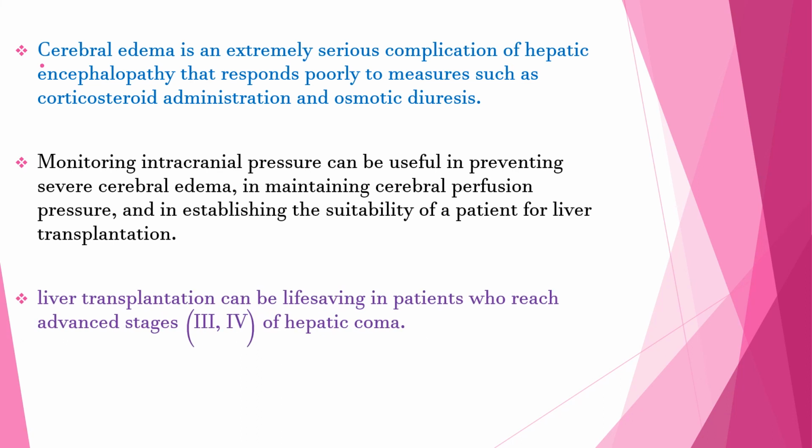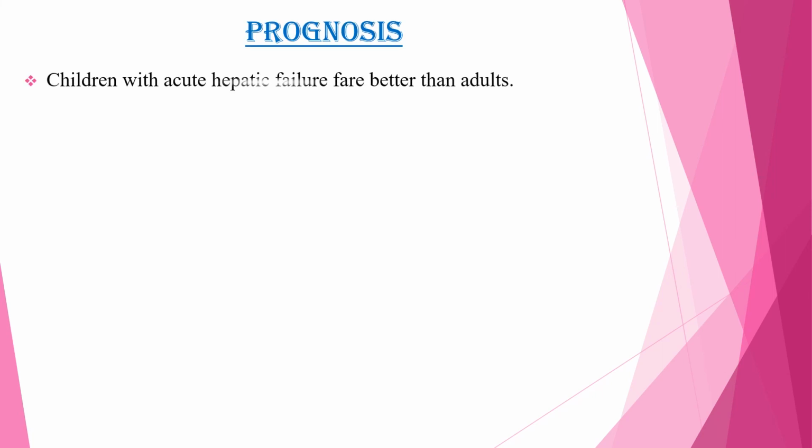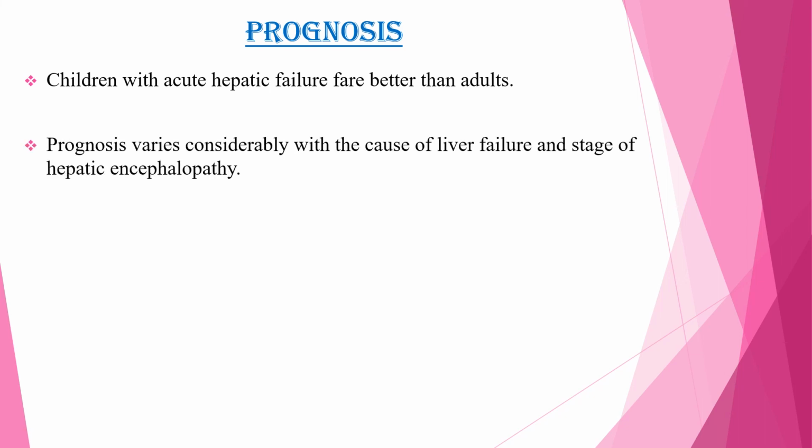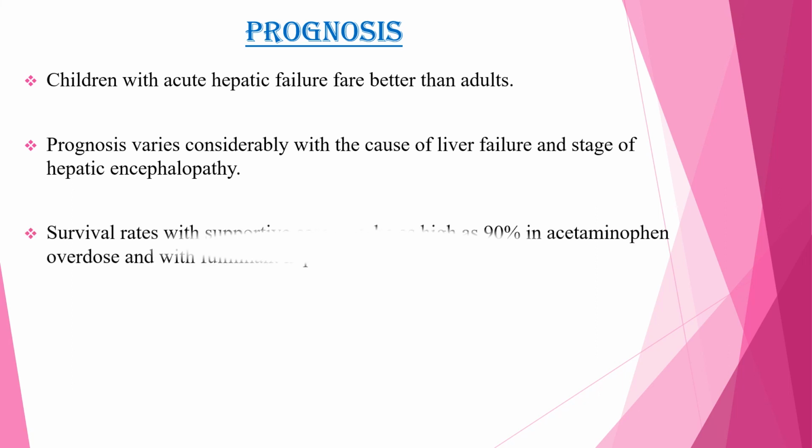Liver transplantation can be life-saving in patients with advanced stages, such as stage 3 and stage 4 of hepatic coma. When we look at the prognosis of acute liver failure, children with acute hepatic failure fare better than adults. The prognosis varies considerably with the cause of liver failure and the stage of hepatic encephalopathy. Survival rates with supportive care might be as high as 90% in acetaminophen overdose and fulminant hepatitis A.